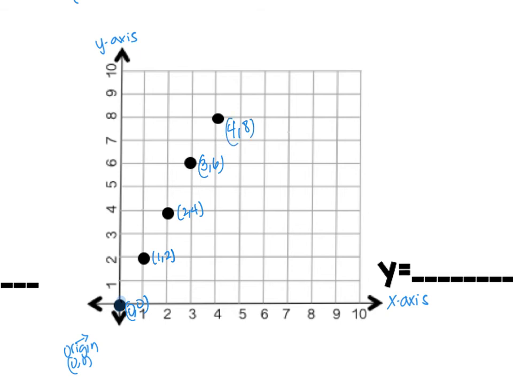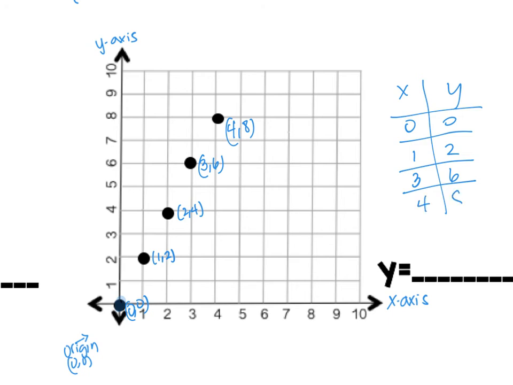Now, boys and girls, we are going to make our coordinate pairs into a table. So x and y. Our first one is 0, 0. Then we have 1, 2. Then we have 3, 6 and 4, 8. All right, boys and girls. So now we are going to check and see if this is a multiplicative graph or an additive graph. And so we have 0, 0.